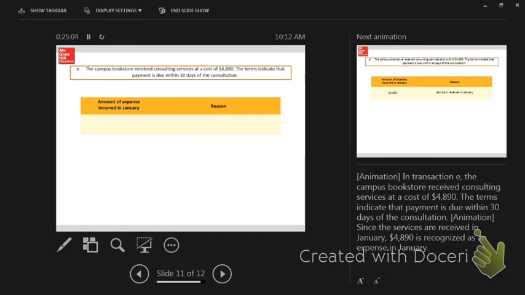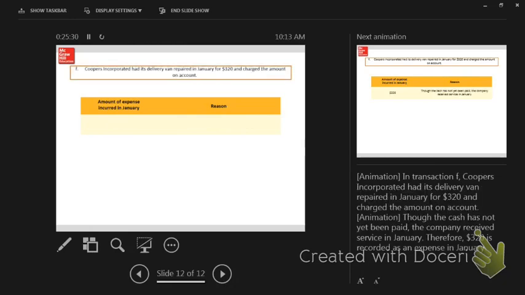The campus bookstore received consulting services of $48.90. The terms indicated that payment is due next month. And so now the campus bookstore received consulting services, and they're going to pay it next month. Service expense and accounts payable. So yes, they received it. The word received means it happened. Received, used, generated, all those are the same thing.